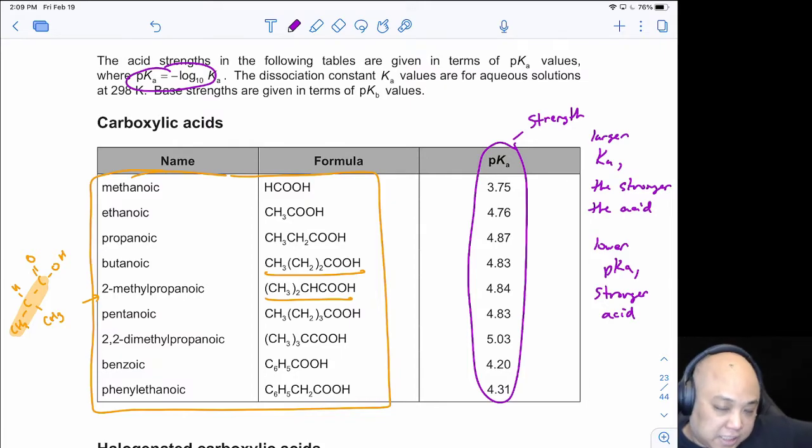So methanoic acid is the strongest of these acids listed here, and 2,2-dimethylpropanoic is the weakest one. So larger Ka, stronger acid, but then when you take the negative log of that, that negative inverses things. So the smaller the pKa, the stronger the acid is. Questions about that? Okay.